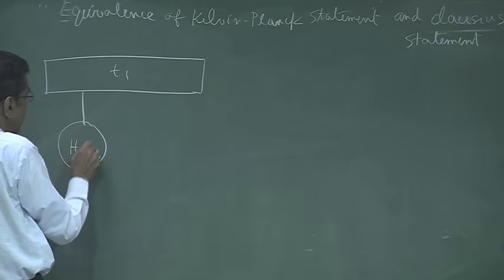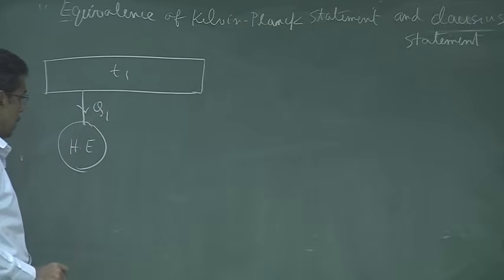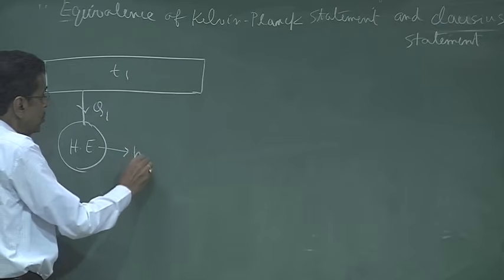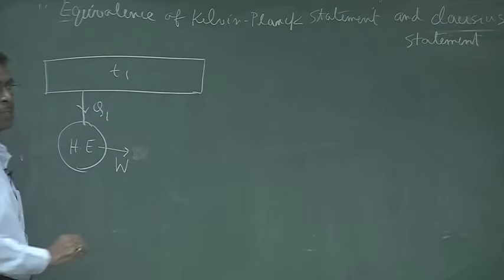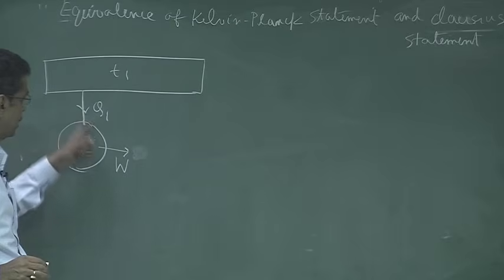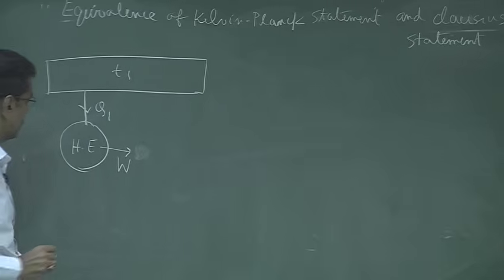which takes heat Q1 from a source T1 and develops work W. There is no other reservoir. That means the entire Q1 is converted to W, violating the Kelvin-Planck statement. It operates with a single fixed reservoir.